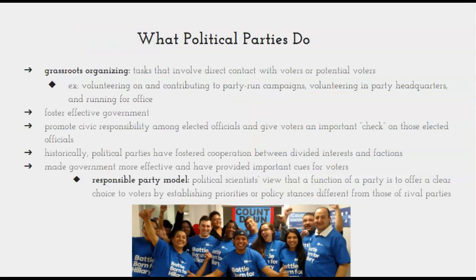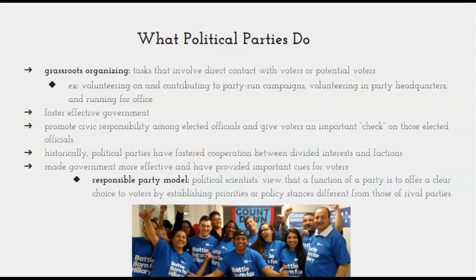So what do political parties do? Well, one, they try to organize using grassroots tactics. So grassroots organizing means tasks that involve direct contact with voters or potential voters. This is made particularly popular with internships, which a lot of younger people will often take on, and this is a way that they get politically active, but they try to get and educate as many people as possible and try to encourage more and more people to vote, particularly for candidates of a political party. This includes volunteering on or contributing to party-run campaigns, volunteering in party headquarters, and running for office.